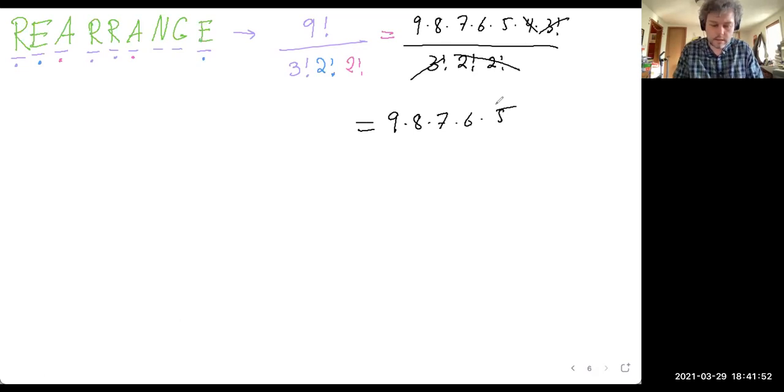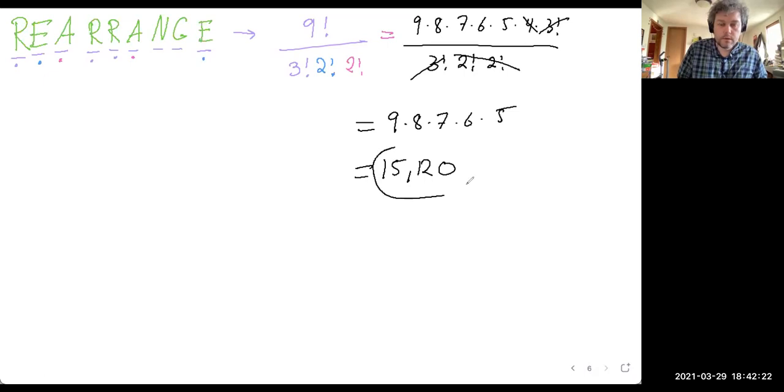Okay, let's see what that is. 9 times 8, 72, times 7 times 6 times 5. Very large number. 15,120 different ways to rearrange the word rearrange. Okay, so that's quite a bit. You would not want to count those by hand. That's for sure.